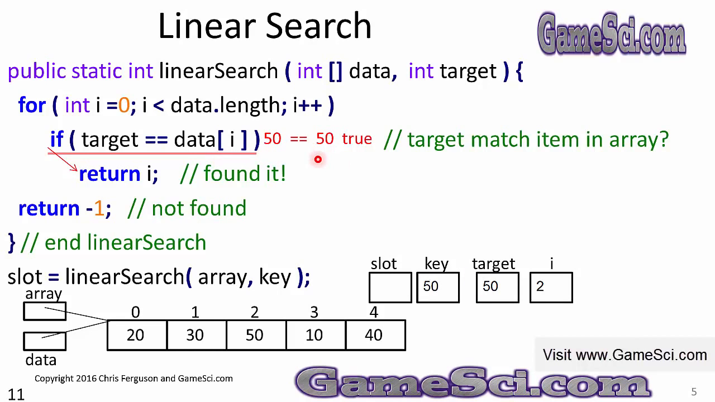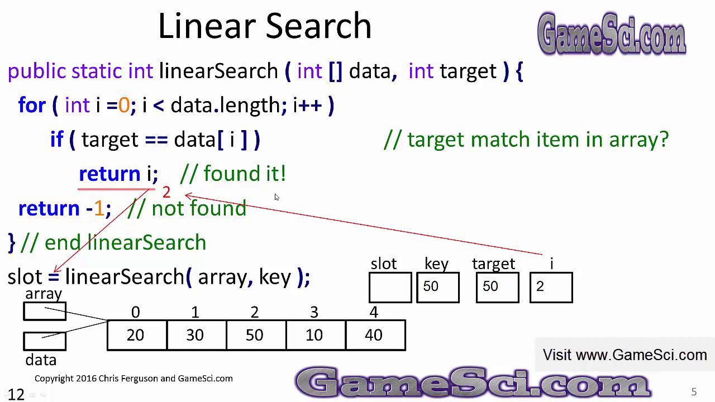Well, i is 2, so we're looking at this value right here. Is 50 equal to 50? Why, that is a very much true statement. As a true statement, it's got to go inside the if statement and execute the code inside the if portion of the statement. And when it executes the code inside the if portion, it will return i.